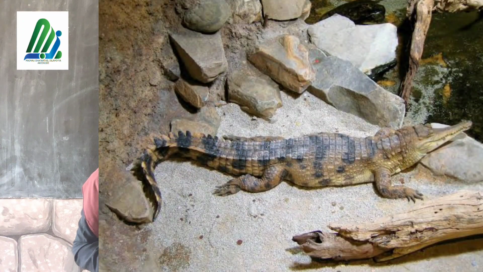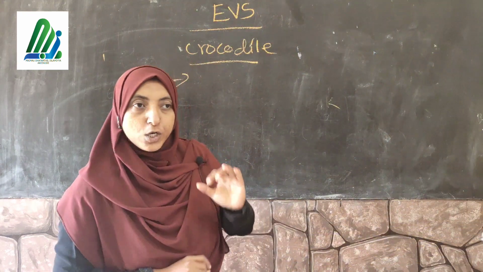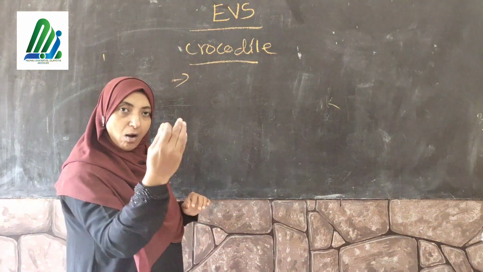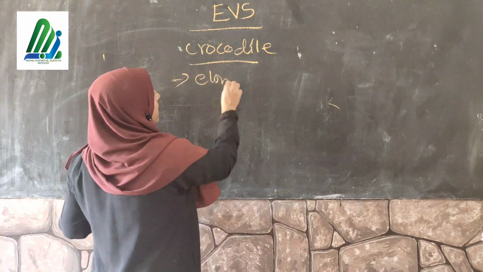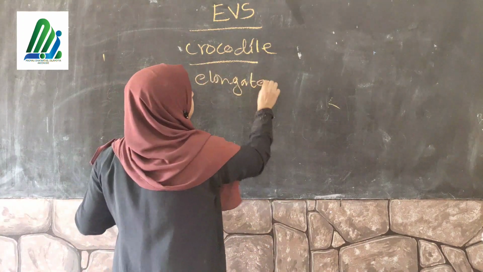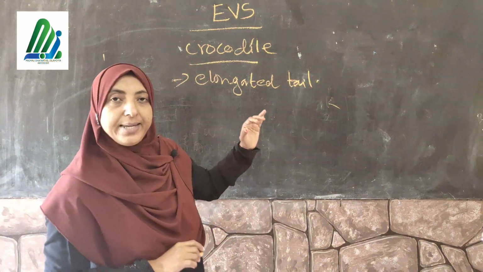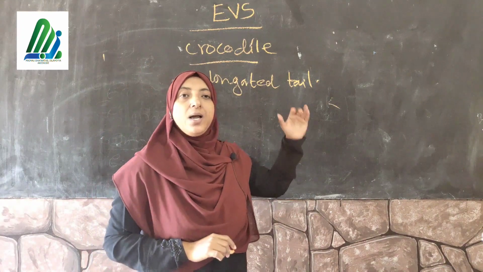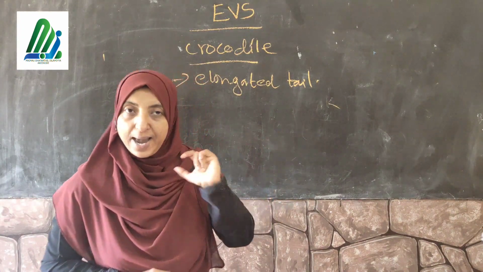It has a long tail. That tail helps it to move in the water. So we can write either long tail or elongated tail. So please study this word, elongated tail. Okay, so elongated tail, it has a long tail that helps a crocodile to move in the water and to move on the land.